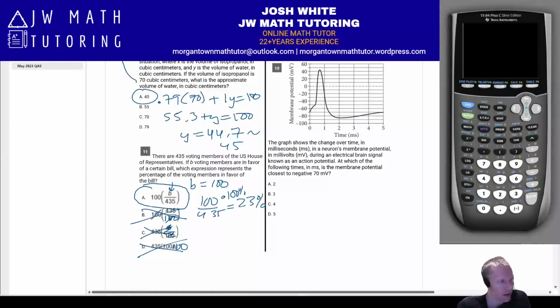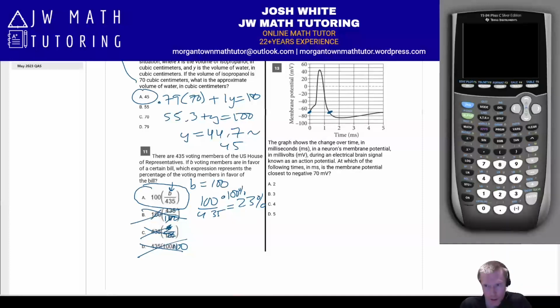All right, next up, we have a graph here for problem number 13, and they want to know when the membrane potential is closest to negative 70. In this problem, all they're doing is giving you the y value and asking what is the x value, or x coordinate, which corresponds to it. There are technically 2 points on the graph where the membrane potential is negative 70. The first point is right here at the starting point, or 0, but notice that's not an answer choice. And then if you go across, the second one is going to be right here.